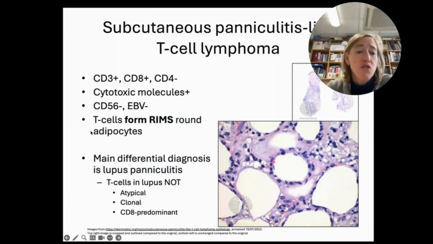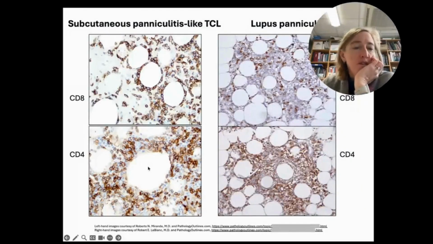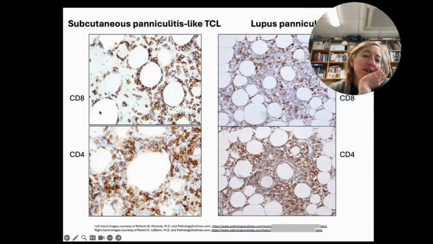No, that's right. So they're not CD8. That is correct. So they're not CD8 positive. So here we are, subcutaneous panniculitis-like T-cell lymphoma with CD8 positive T cells rimming the adipocytes, not CD4. The CD4 here doesn't have the rimming T cells.